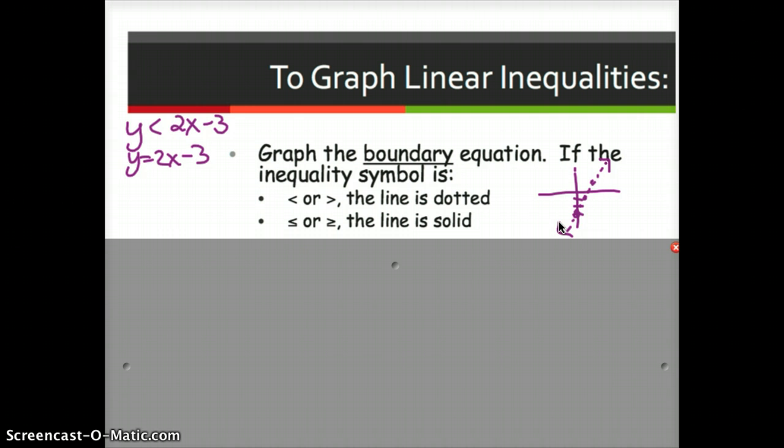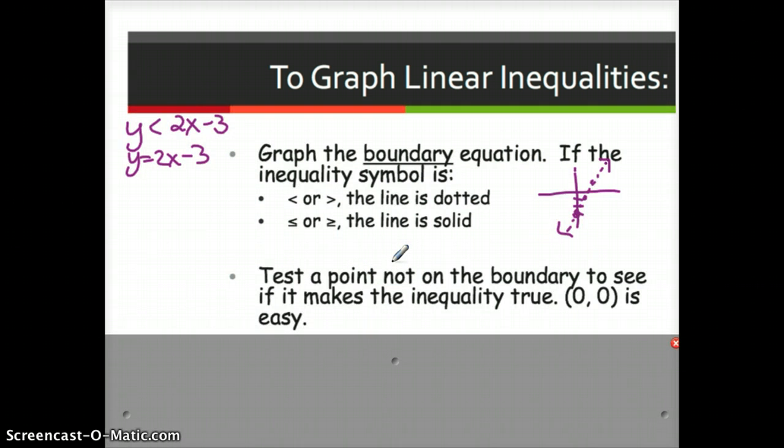Okay? And the next thing you do is test a point that's not on the boundary. So the boundary is that line that you drew. That's going to be the boundary of what's going to work for the inequality. And so you test it to see if it makes the inequality true. 0, 0 is not on the line, and I like to use 0, 0 because it's kind of easy. X and y are both 0 and it's not a lot of computation.